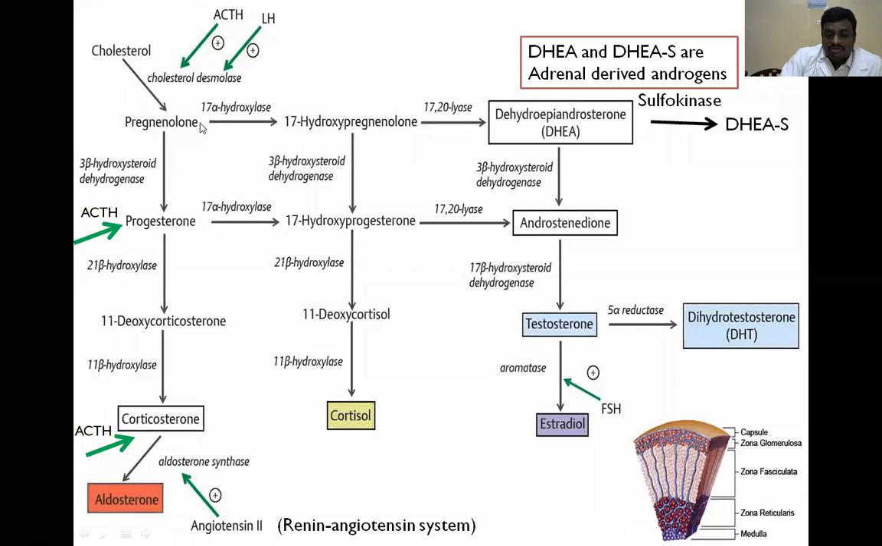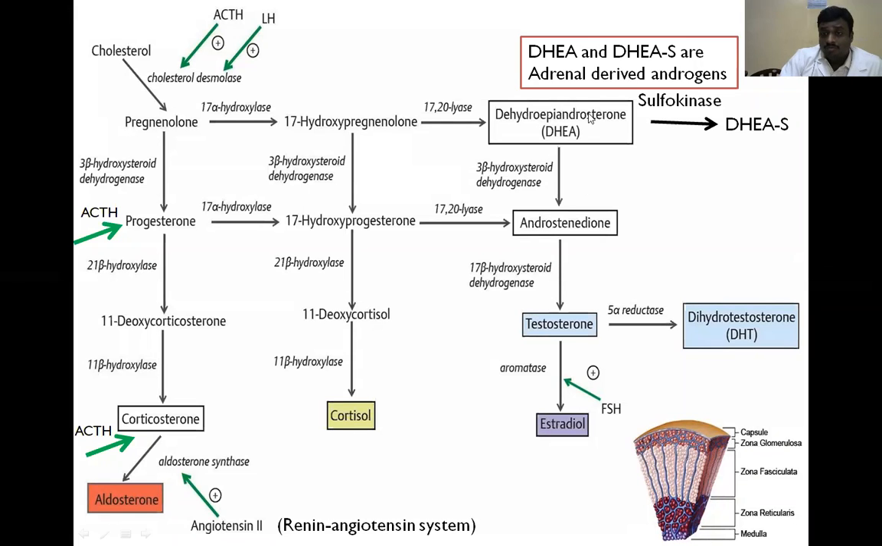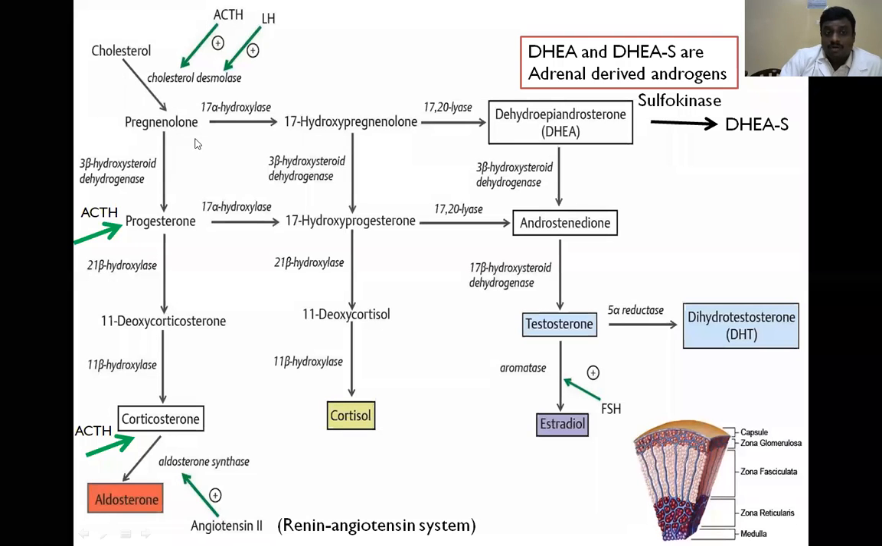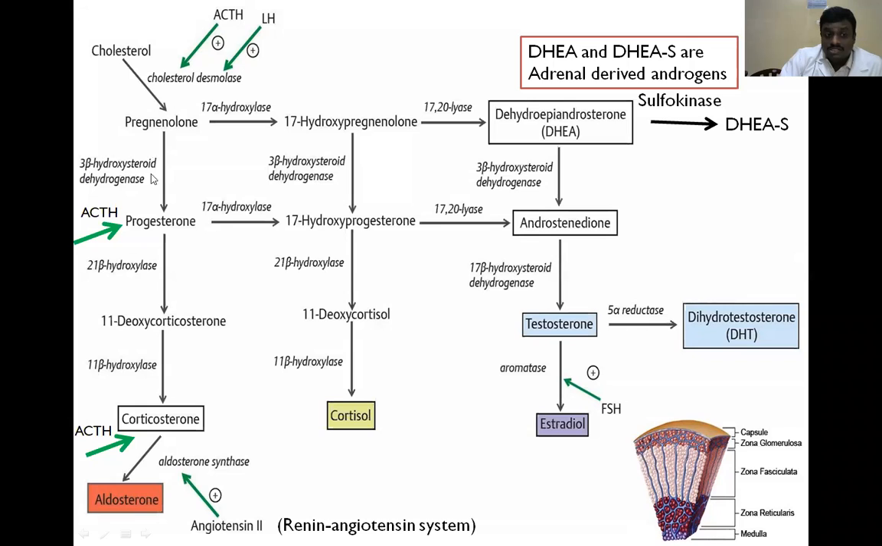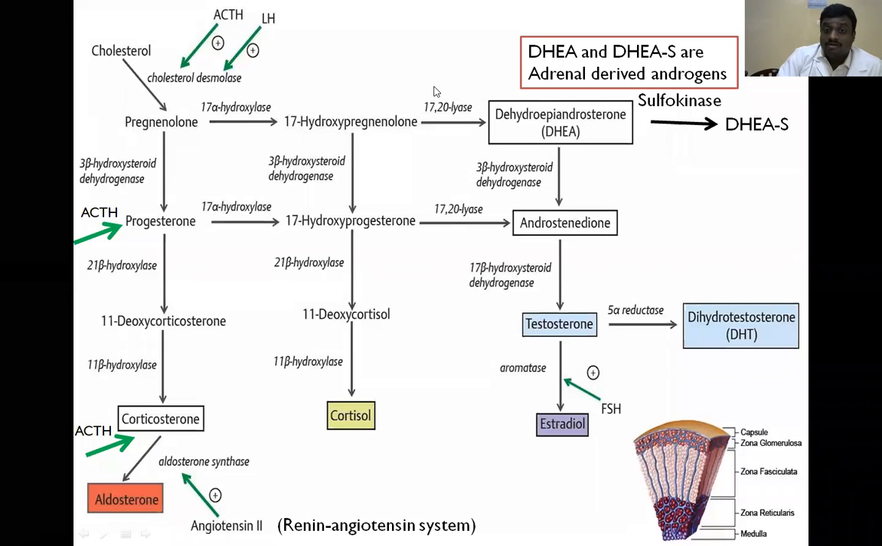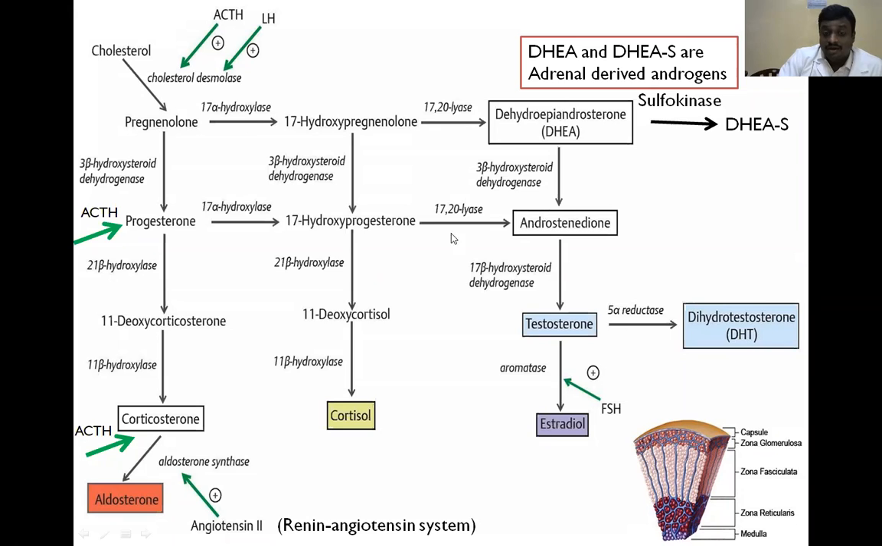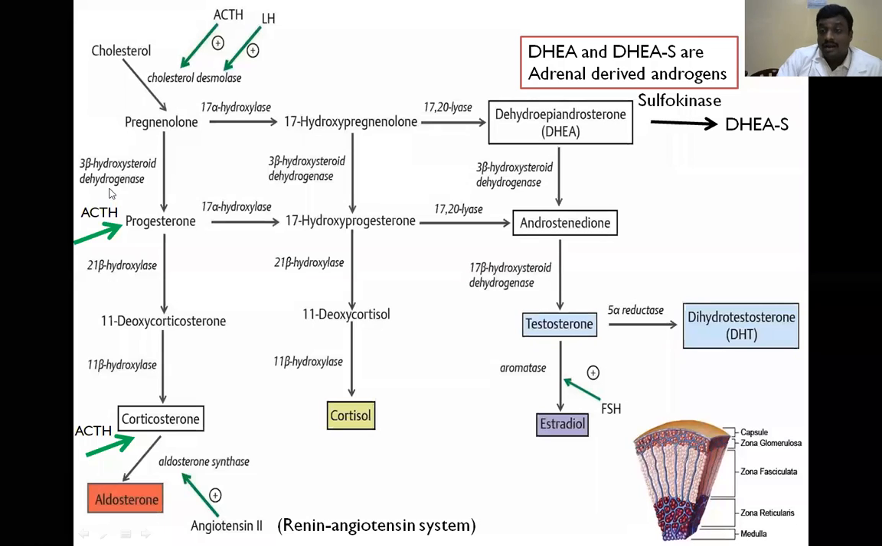For the production of all these hormones, three types of enzymes are required. For the formation of all these steroid hormones from pregnenolone, three enzymes are required. What are those? First one is dehydrogenase. Second one is hydroxylase. Third one is lyase. These three enzymes are very important for the formation of steroid hormones: dehydrogenase, hydroxylase, and lyase.